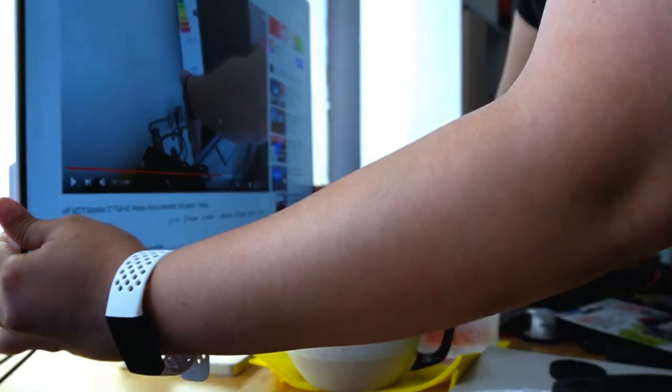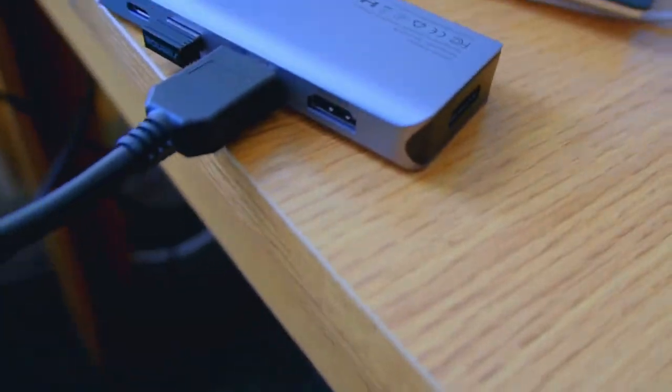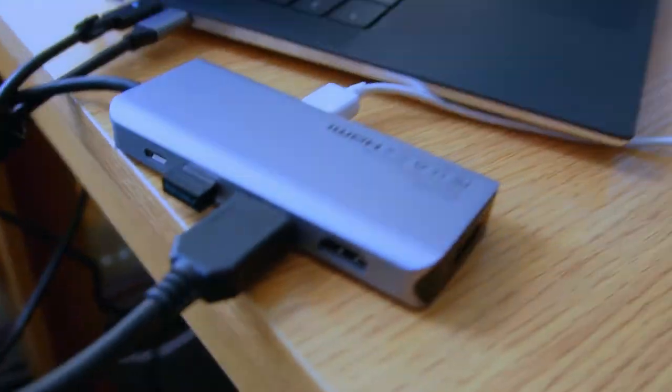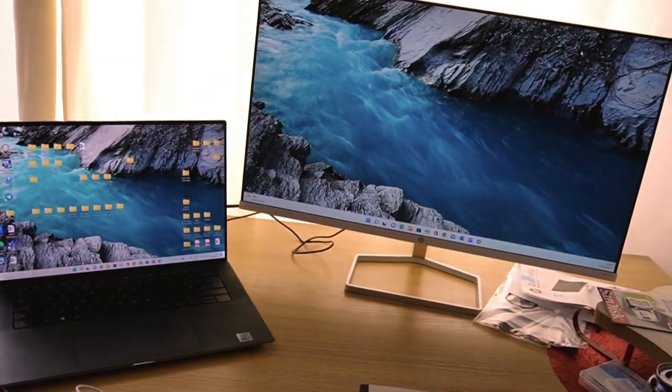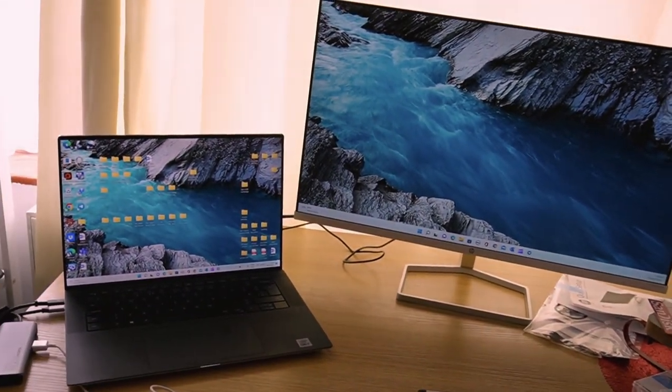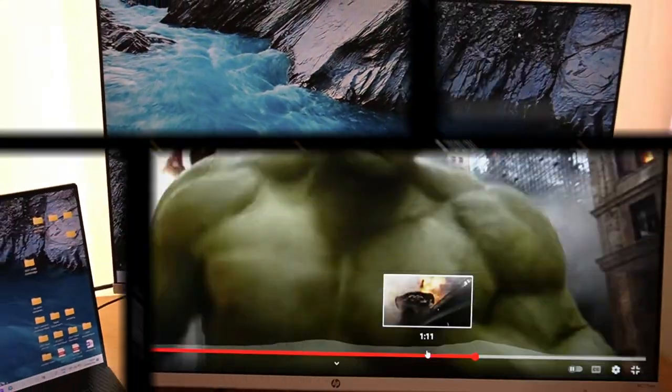Final thoughts: if you're looking for a 27-inch monitor with a slim design for office use, low cost, together with 75Hz and a good brightness ratio, the HP M27FW is the one you should put on your list.